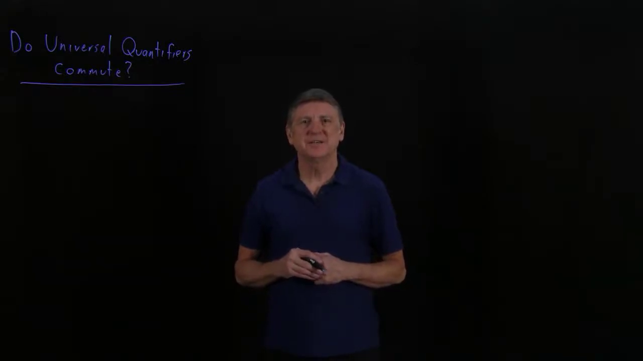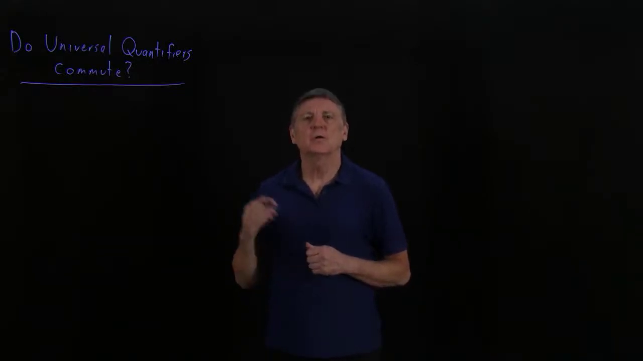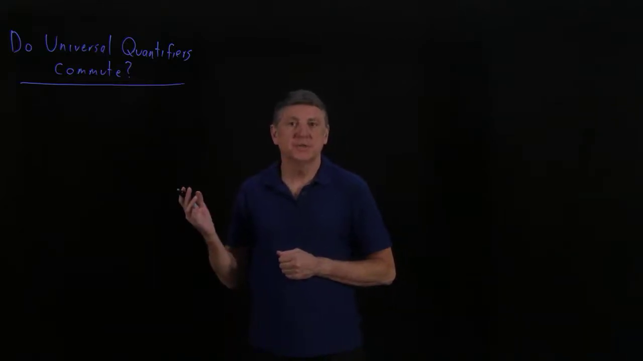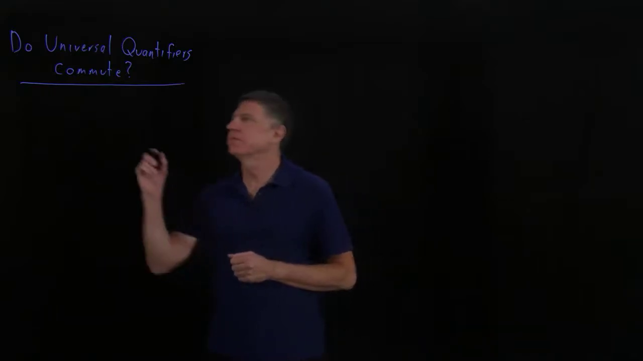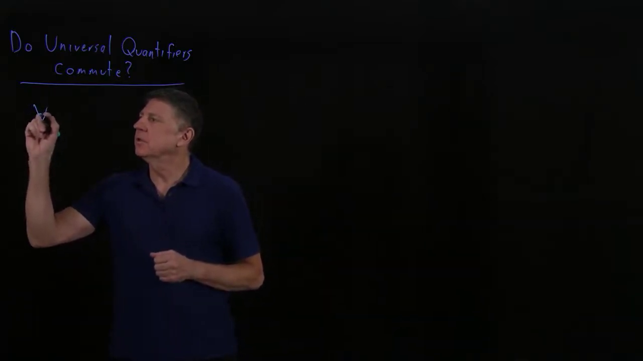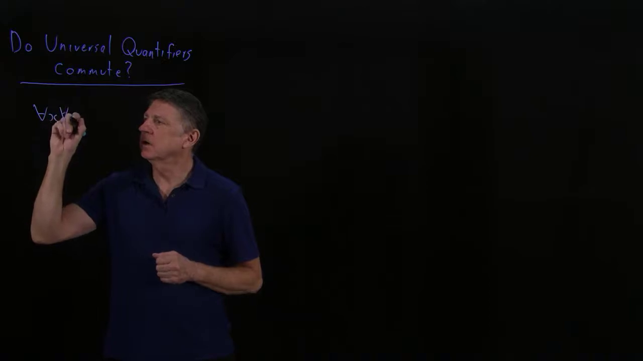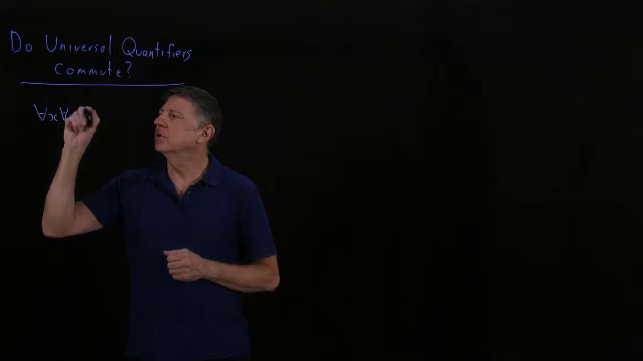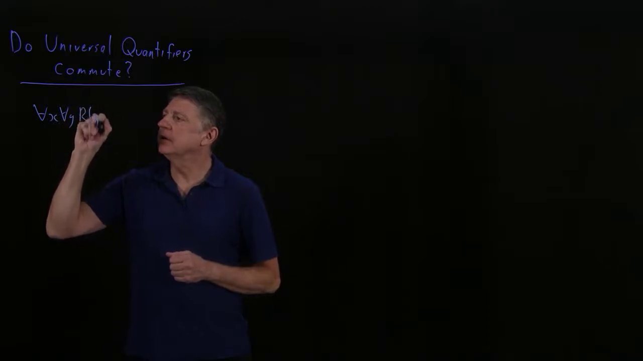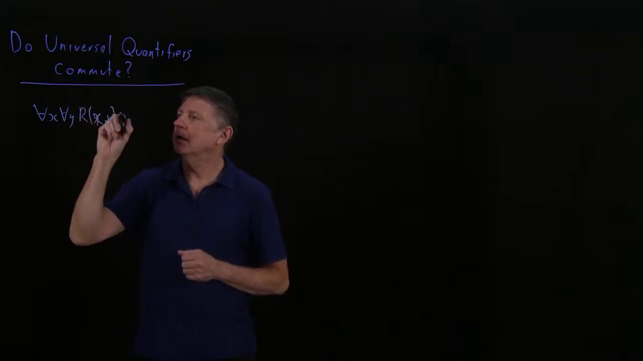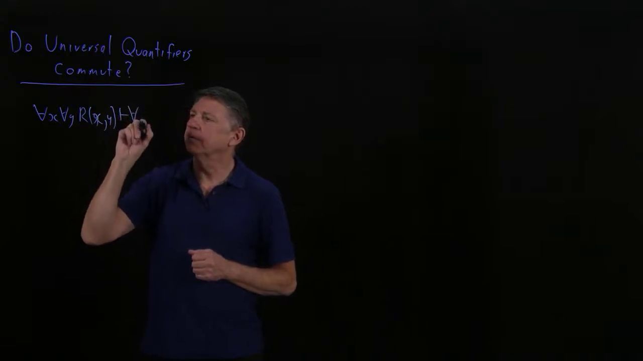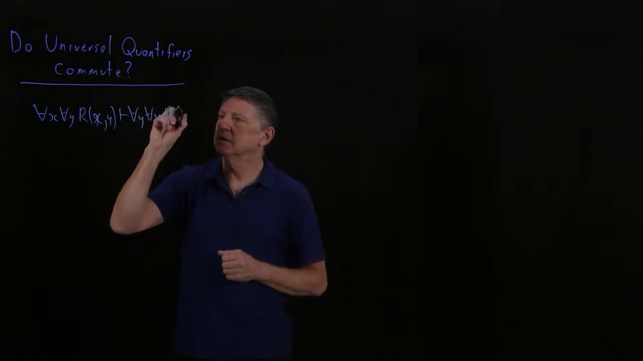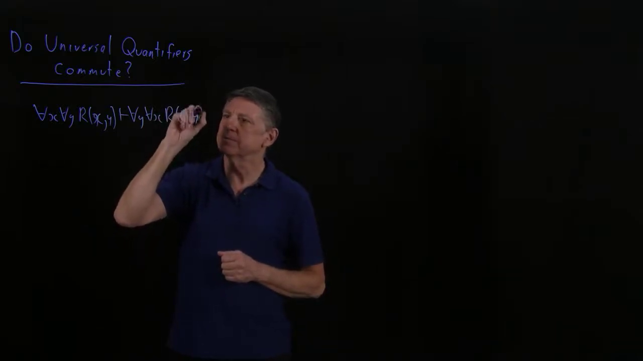Welcome. In this session in natural deduction, we'll explore a question which is, do universal quantifiers commute? We won't show this in general. We'll show it in one specific case. Let's suppose that what we want to explore is whether if for all x and for all y, a relation holds between x and y, we can conclude that for all y and for all x, that relation still holds.